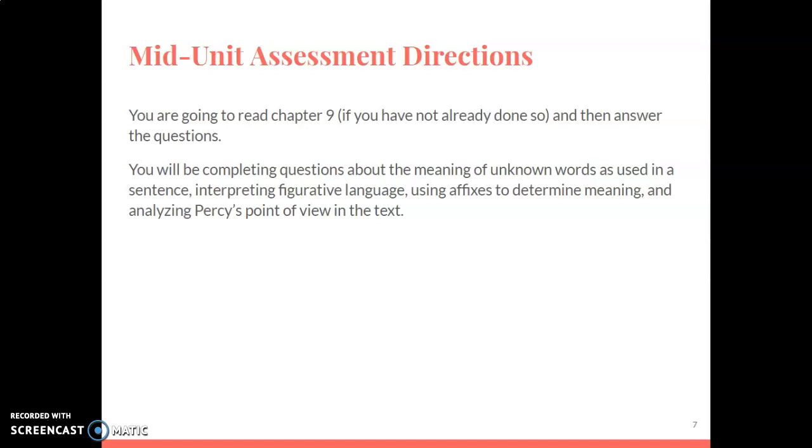You are going to read chapter 9 if you have not already done so, and then answer the questions. You will be completing questions about the meaning of unknown words as used in a sentence, interpreting figurative language, using affixes to determine meaning, and analyzing Percy's point of view in the text.